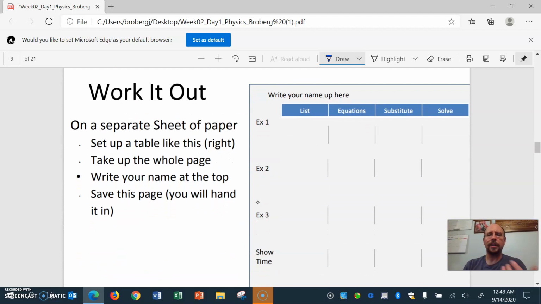On your paper, what I'd like you to do is make sure that you have this page set up. You should have your name up at the top, and then along the top, these four columns: list, equation, substitute, and solve. And we're also going to list out what problem we're solving over here on the side. So we're going to have four problems: example 1, example 2, example 3, and then the one that you're going to do at the end. This should take up the entire paper, so space out those four problems, and the columns should also take up the width of the paper, so you can space out the list, equation, substitute, and so on.